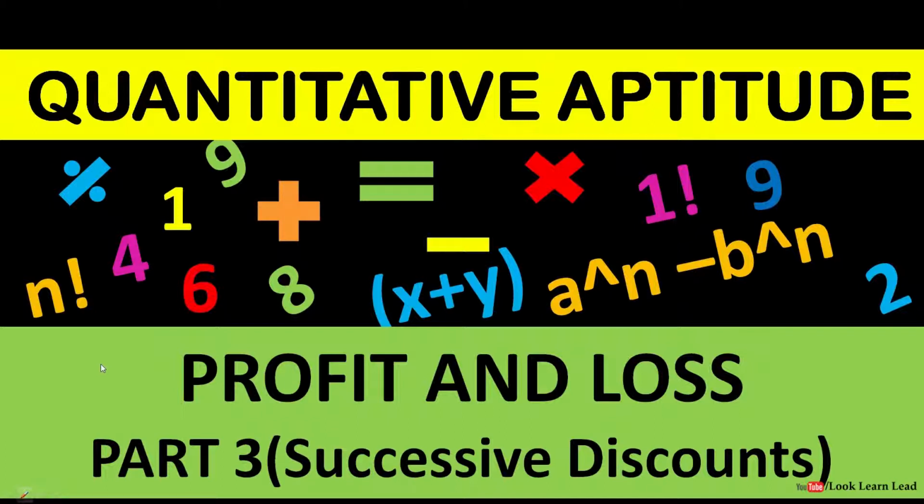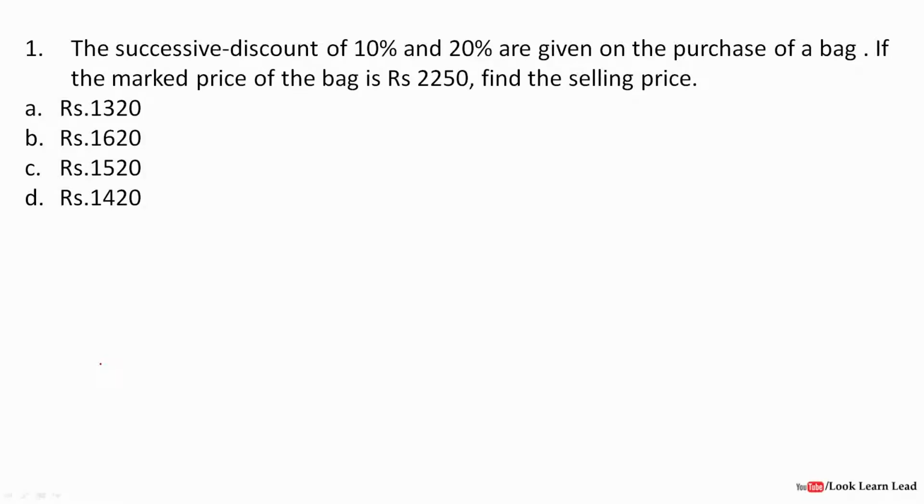So let's move on to the questions. Our first question is the successive discount of 10% and 20%, that is 2 discounts are given on a purchase of a bag. The mark price of the bag is given, and we have to find the selling price. So it is simple, we would apply the 2 discounts on the mark price and we'll get the selling price.